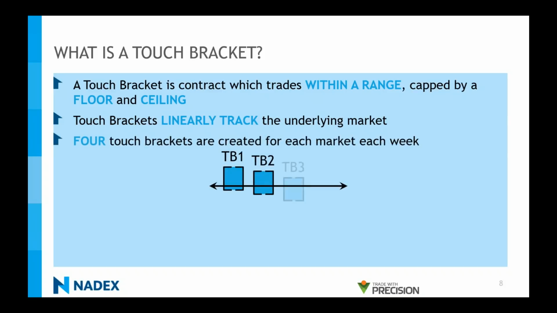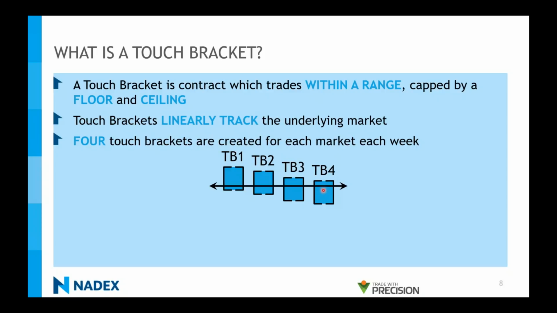How does it work? Four touch brackets are created for each market each week. You can see the underlying, let me grab my fancy laser pointer here once more. That's the price of the underlying market. Those touch brackets are constructed in a way that one has its floor level very close to where the underlying market is trading. The next one is a little bit below, and below, and below, so that for the fourth one, the underlying market is trading rather close to the ceiling of that touch bracket.